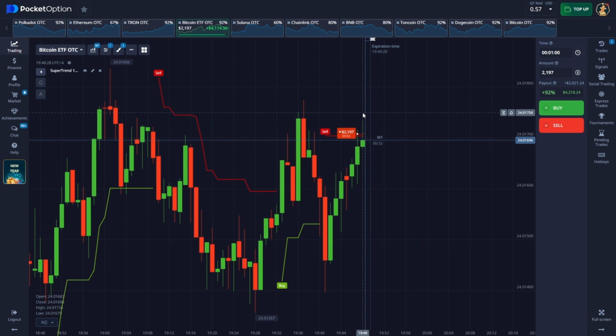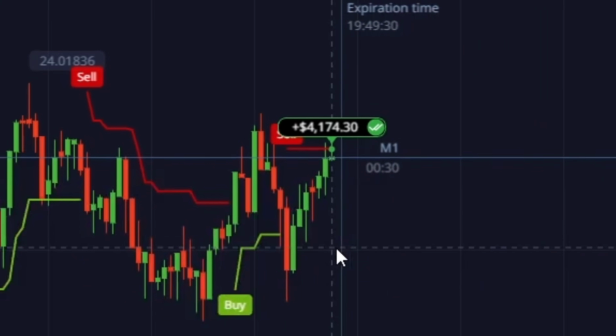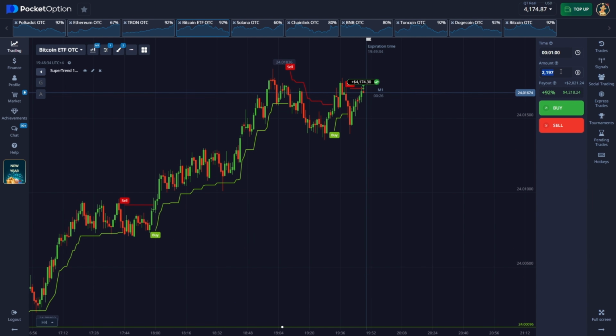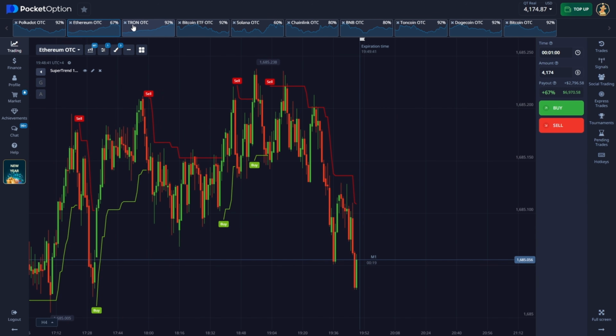With only a few seconds left, it looked a bit risky, but I won. Now my balance has increased to $4,174. Let's find a trade for $4,174.